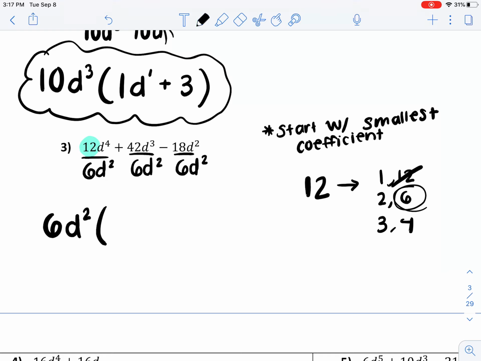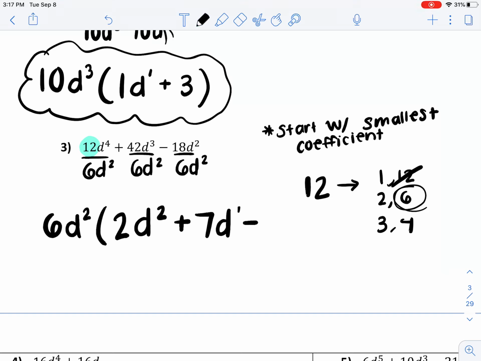So 12 divided by 6 is 2. And d to the fourth divided by d squared, we subtract exponents when we're dividing. So 4 minus 2 is 2. Then I bring down the plus sign. 42 divided by 6 is 7. And d to the third divided by d squared, 3 minus 2, that's 1. So you could put just d, or you could put d to the first power. And then bring down the minus sign.